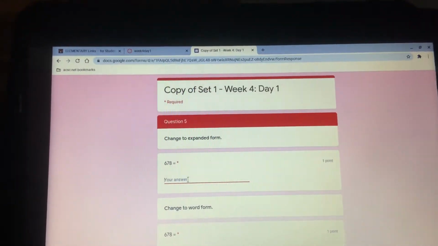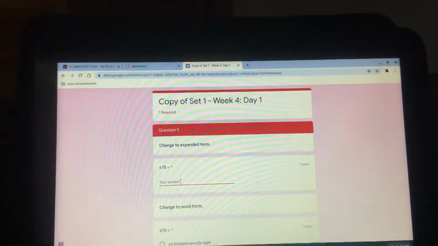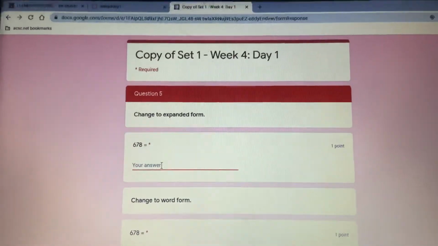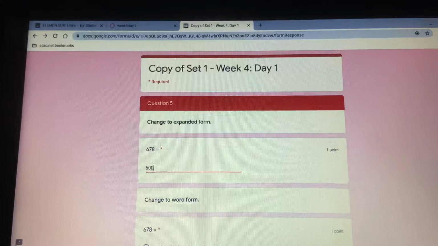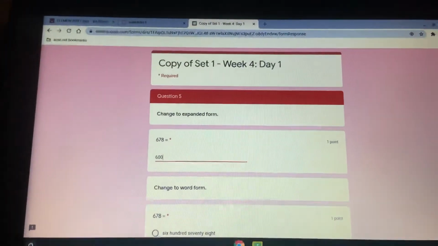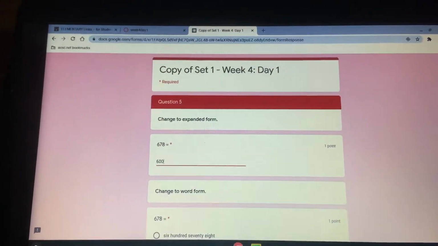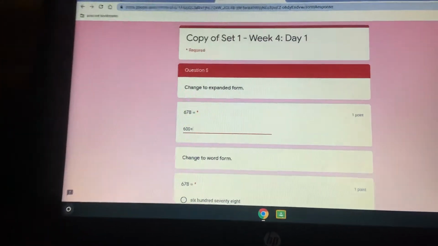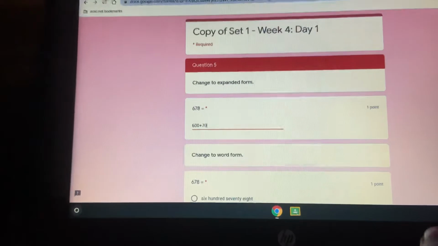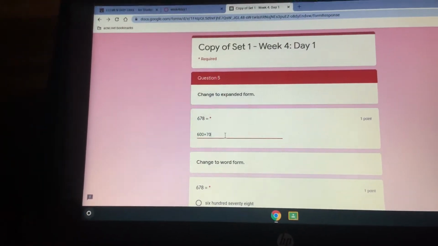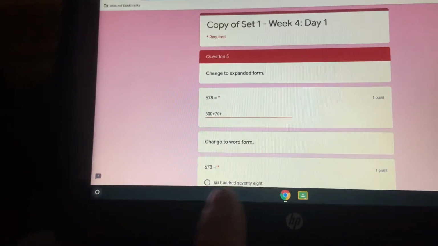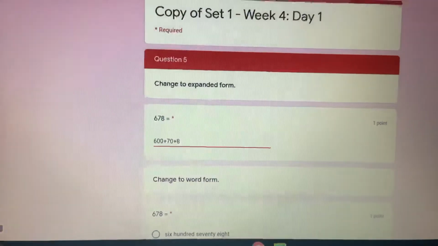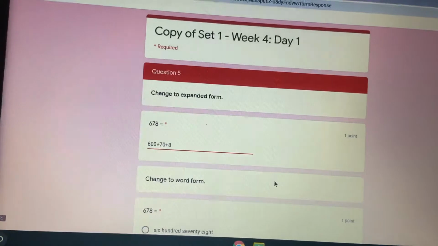And now I'm reviewing expanded form. Expanded form, remember we stretch the word out, the numbers out, to 600 plus 70 plus 8. And then the next one is word form.